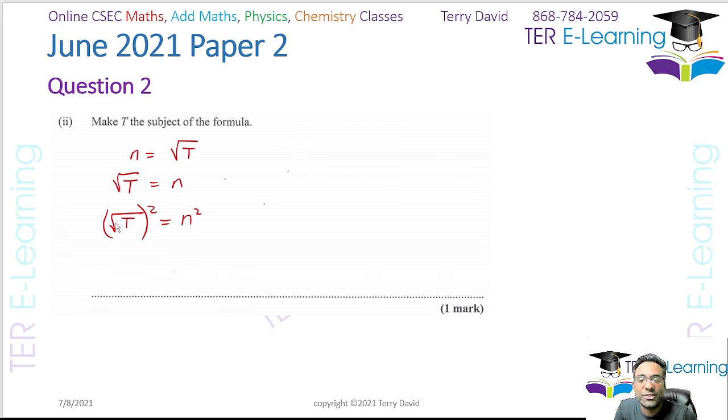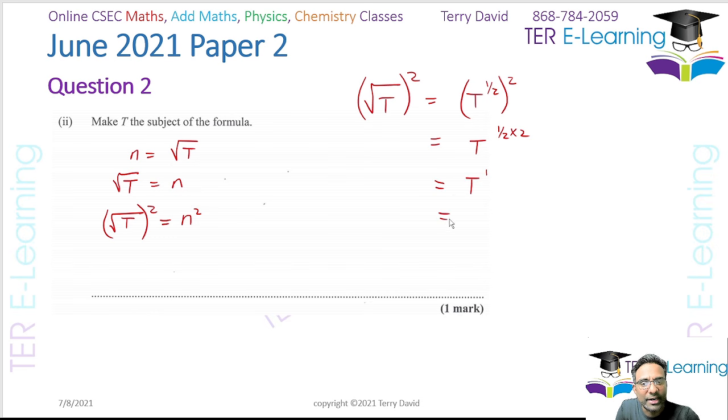Whenever you have a square root sign being squared, let me show you exactly what I mean. A square root can be written as t to the power half, and we're squaring this. When you're squaring this, all you're doing is taking the half on the inside and multiplying by this 2 on the outside. A half by 2 is going to give me 1. So that's why when we square a square root, the square root sign disappears. Therefore, all we're going to end up with here is t is equal to n squared. The question was so simple that they only give you 1 mark for this.